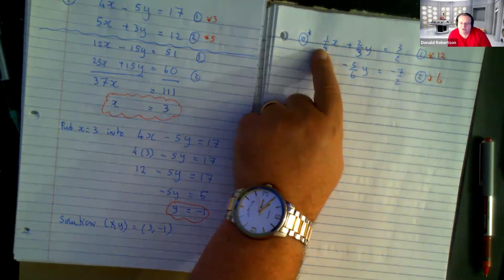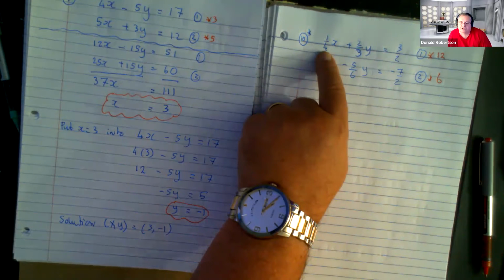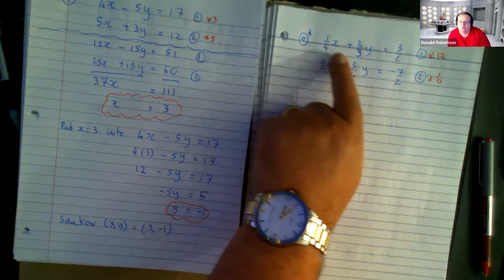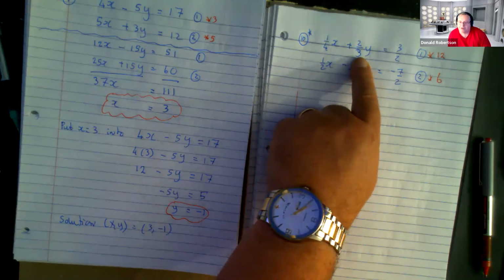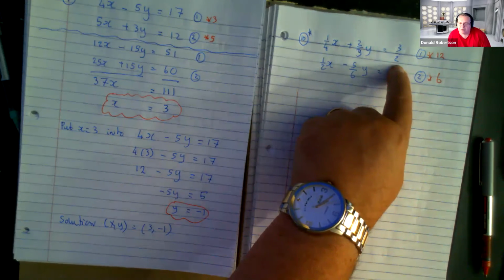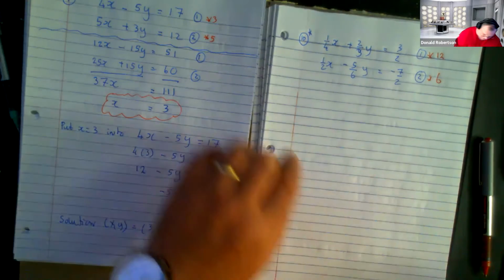4 times 2 is 8. Still not in those tables. 4 times 3 is 12. Yep, it's in the 4 times table. Is 12 in the 3 times table? 3, 6, 9, 12. Yep. Is 12 in the 2 times table? Yep. That's why this is 12 and why that is 6.